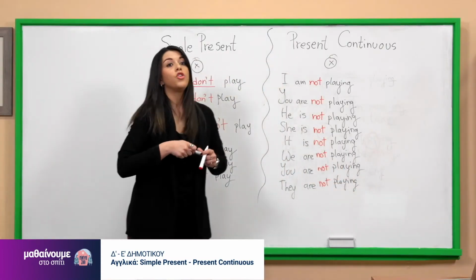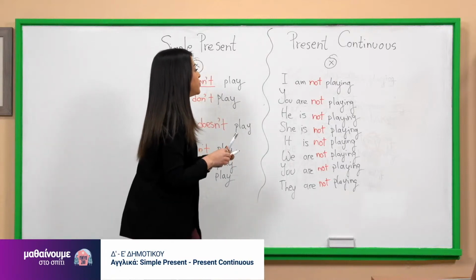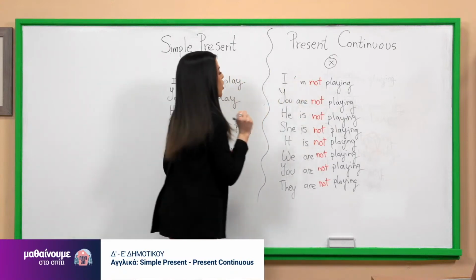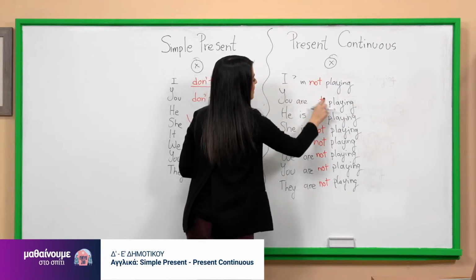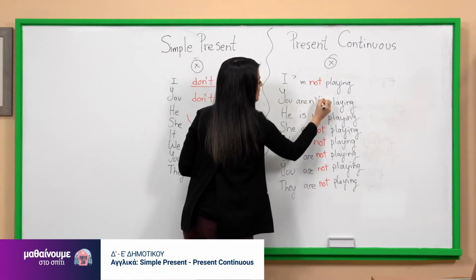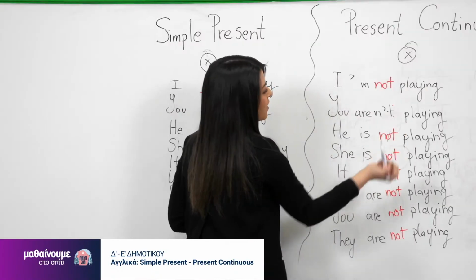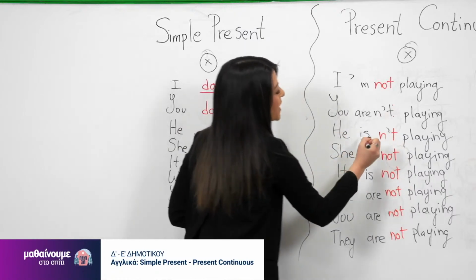It's the long one. You will learn the short one. It's easier. In the short form, you just do, I'm not playing. You, what do we do over here? We erase this. You aren't. How do we make this? We just erase the O and you make it one. For example, is not, let's erase the O, isn't, and then you connect it.